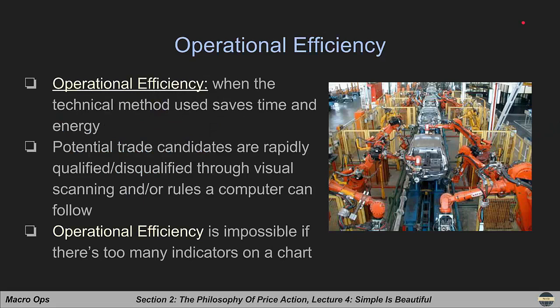So from an operational efficiency perspective, why do we care? Well, we want our technical method to save us time and energy. We want something that can go out there and look at all the data and look at all the potential trade candidates and distill it down for us in a very simple and effective way. That's why we primarily want to use price action. We don't want it to be a huge burden that adds many more hours onto the already hard treasure hunt for the stuff that's going to move. So operational efficiency is impossible if there's too many indicators on a chart. You just can't do it.